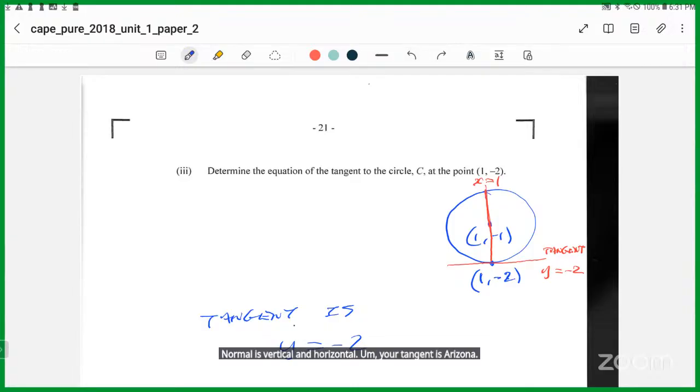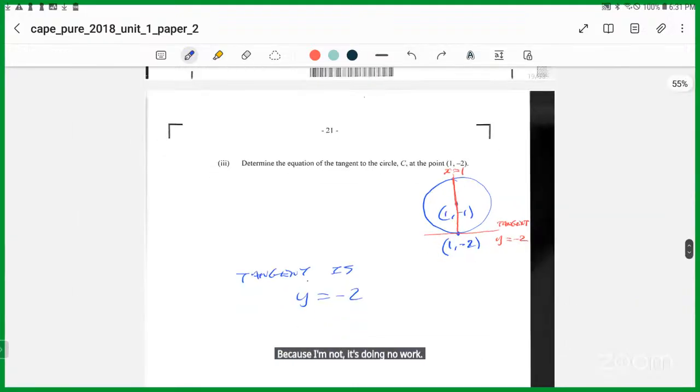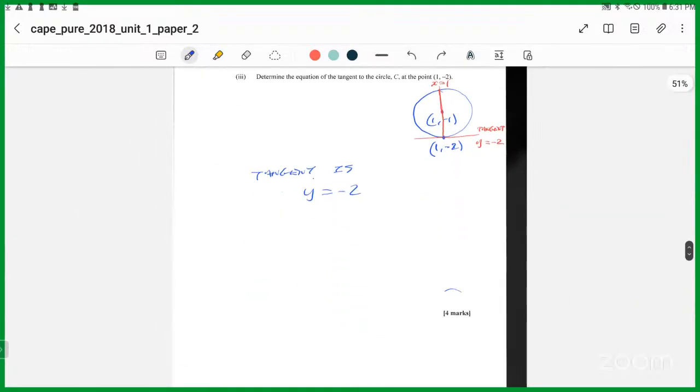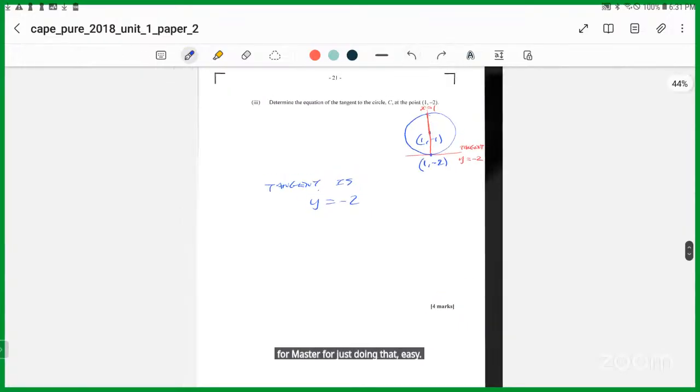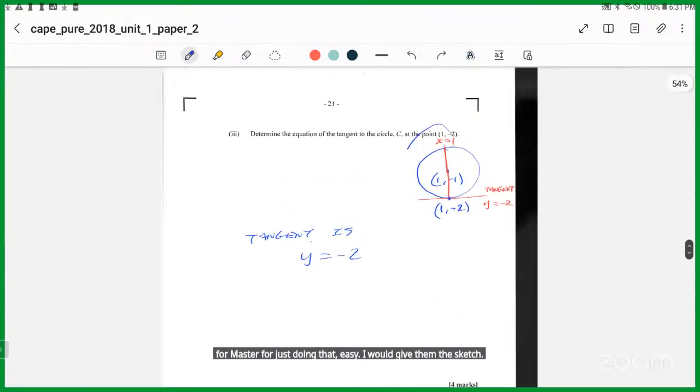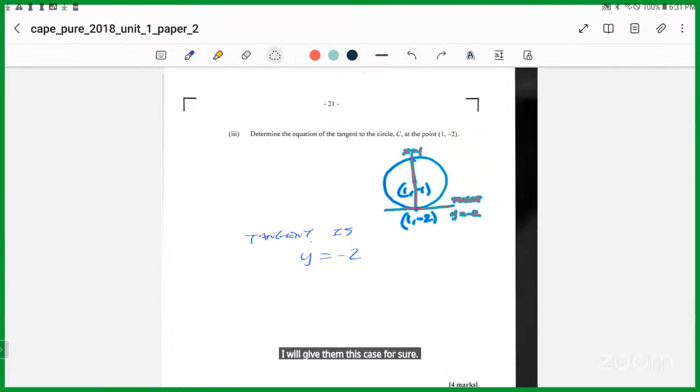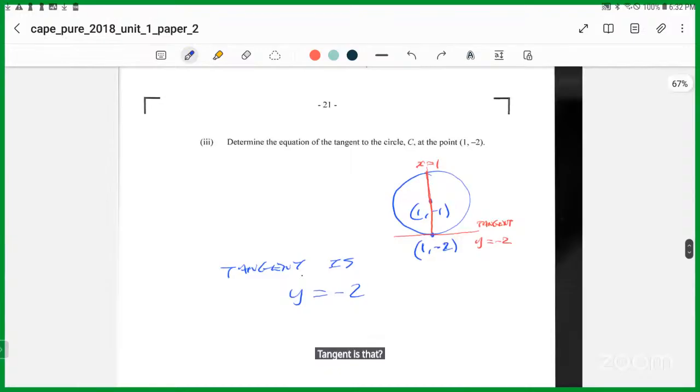But a question like this doesn't need any work. Just observation. 4 marks for just doing that. Easy. I would give them the sketch on the exam paper and leave it at that. This doesn't need any work. I will give them this sketch for sure, and write it down. Tangent is that. See that? Very good.